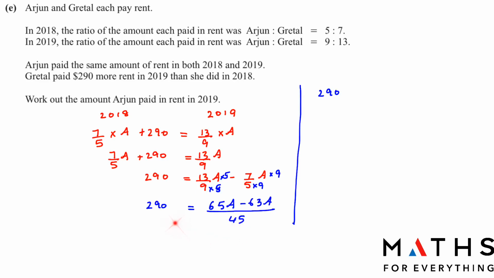This is a divide. When I move it to the other side, it will become a multiply. So 290 multiplied by 45 is equal to 65A minus 63A will give us 2A, 13,050. Again, 2A means 2 multiplied by A. Move it to the other side, it will be a divide. And this will give us 6525. So this is Arjun's rent in 2019.